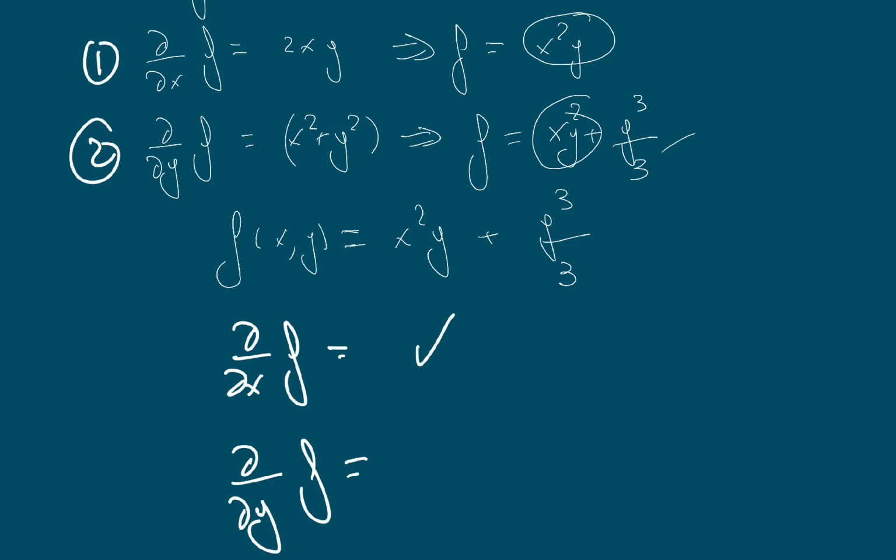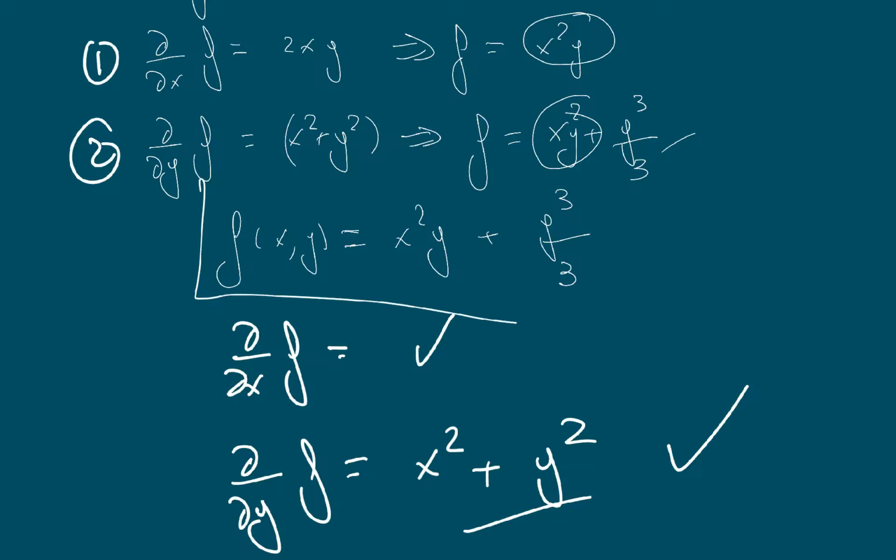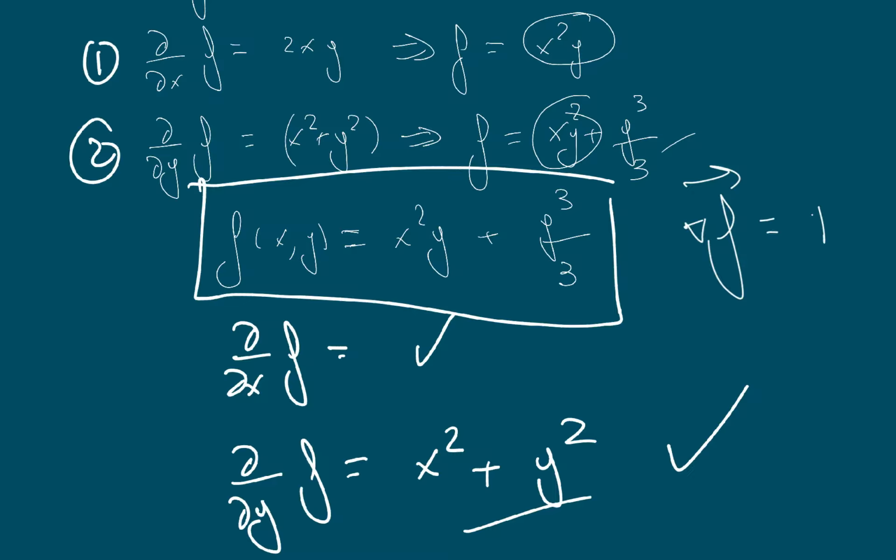With respect to y, the first partial derivative will be x squared plus, and with respect to y, the partial derivative of y cubed divided by 3 is y squared. Done. Check. So finally, this is the potential. This is the function whose gradient gives the vector field. Okay?